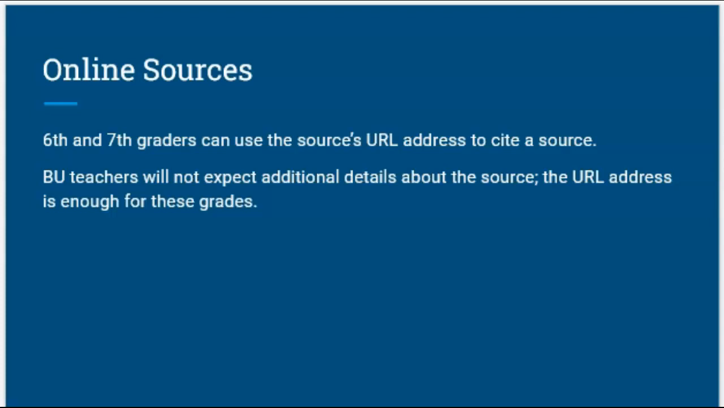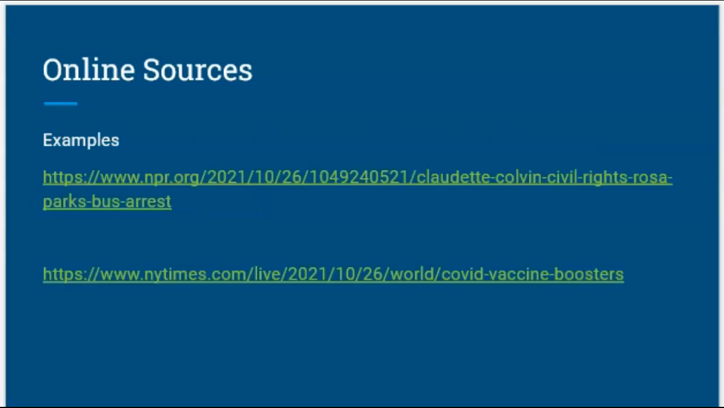So when we're talking about online sources, these are sources that you pull off of the internet. 6th and 7th graders can use just the source's URL address to cite the source. So BU teachers will not expect additional details about the source. We will accept just the URL address for grades 6 and 7. Let me show you what this looks like. Here are a couple of examples.